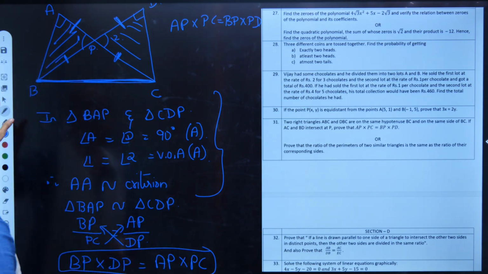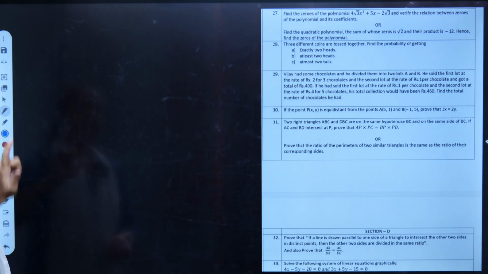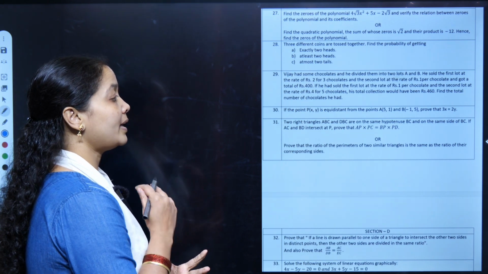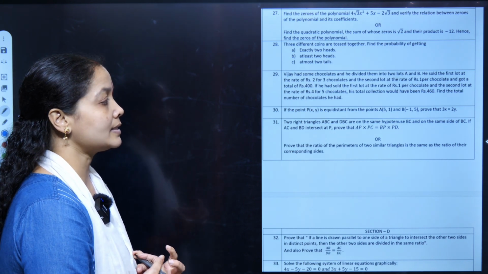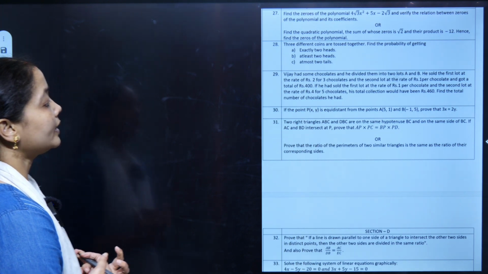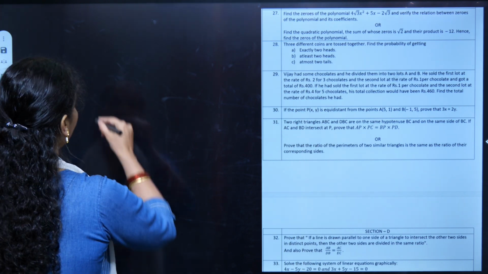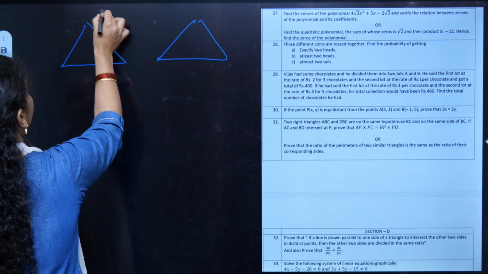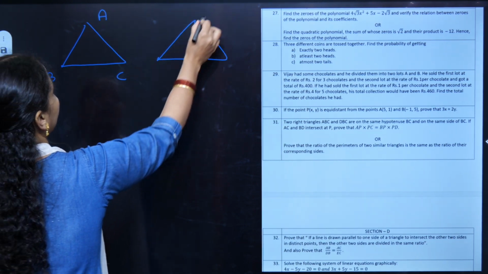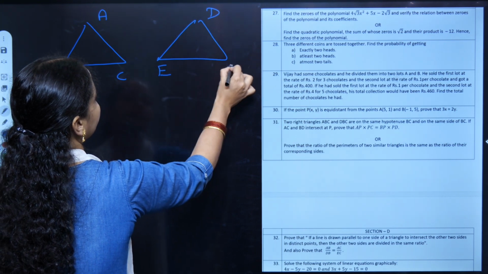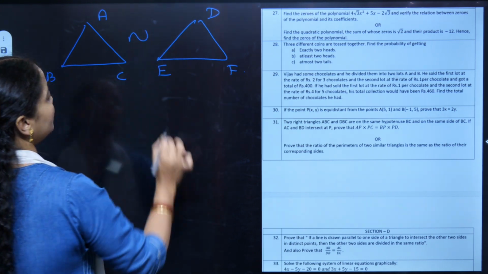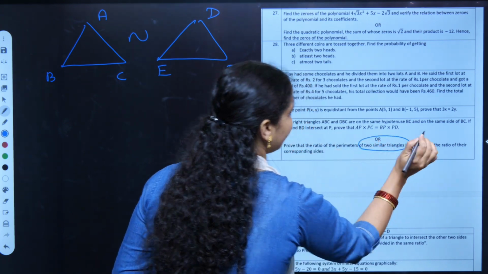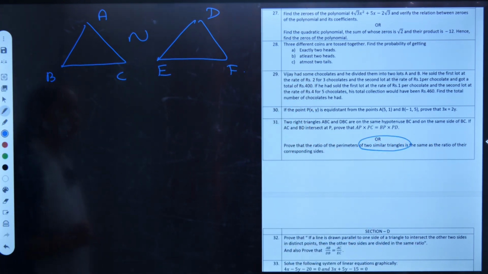The 31st OR part is telling me, prove that the ratio of perimeters of two similar triangles is the same as the ratio of their corresponding sides. I have two triangles given to me. This is ABC, this is DEF. It is already specified the two triangles are similar.